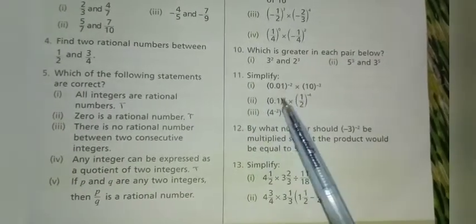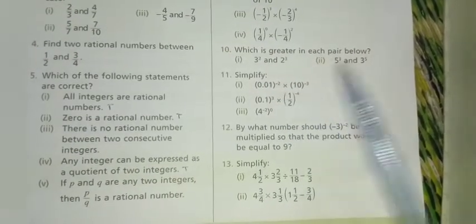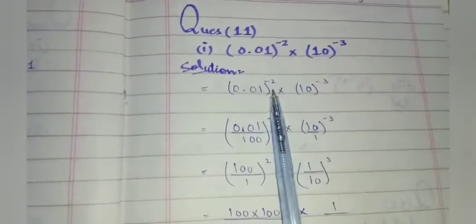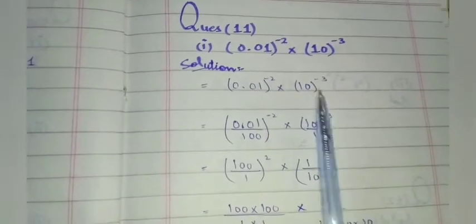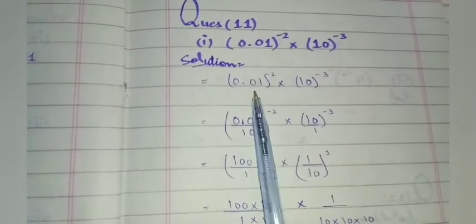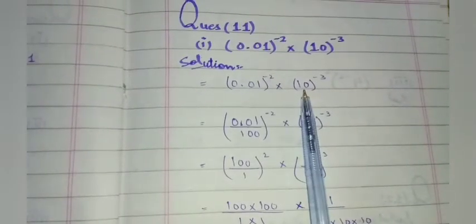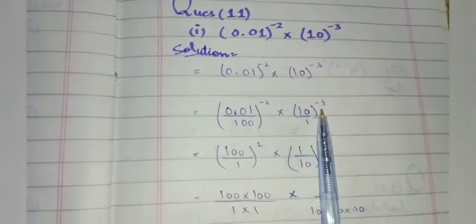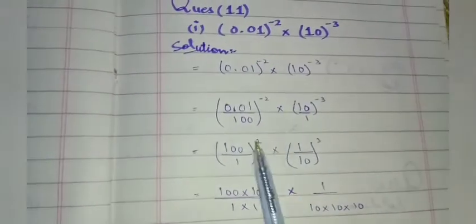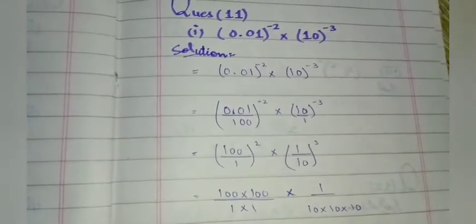Question number 11. Simplify. 0.01 whole power minus 2 multiplied by 10 raised to power minus 3. First of all, we have to remove the point and we get 100 in the denominator while removing the point, multiplied by 10 over 1. The denominator has 1, 10 raised to power minus 3. Now for 1 over 100, we have to make its power positive, so we take the reciprocal of this value. The reciprocal of 1 over 100 is 100 over 1.